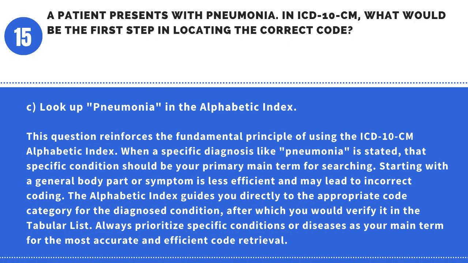Answer C. Look up pneumonia in the alphabetic index. This question reinforces the fundamental principle of using the ICD-10 alphabetic index. When a specific diagnosis like pneumonia is stated, that specific condition should be your primary main term for searching. Starting with a general body part or symptom is less efficient and may lead to incorrect coding. The alphabetic index guides you directly to the appropriate code category for the diagnosed condition, after which you would verify it in the tabular list. Always prioritize specific conditions or diseases as your main term for the most accurate and efficient code retrieval.